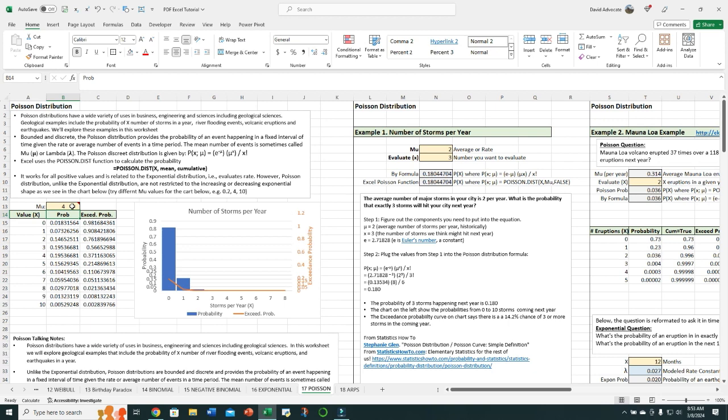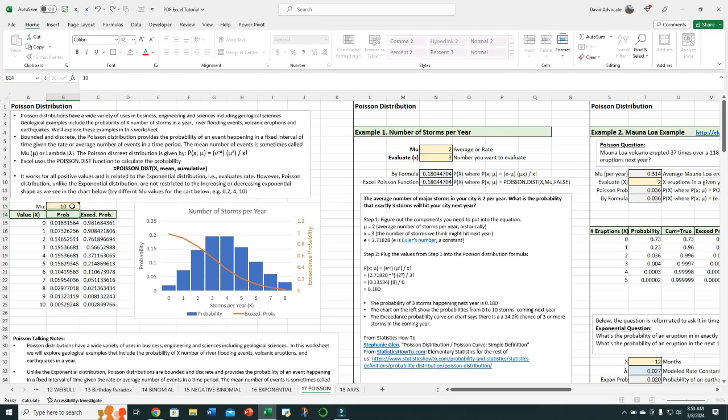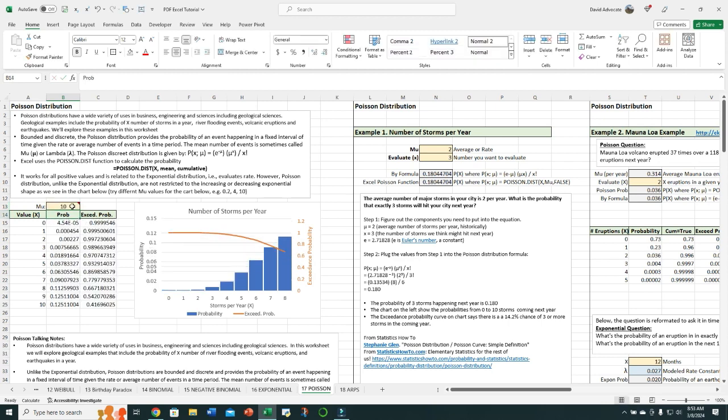Shift F9, and it looks almost like a normal distribution. Now let's try a value of 10. Shift F9, and you can see it looks like a reverse exponential. So this demonstrates that the Poisson shapes can vary, unlike the exponential.